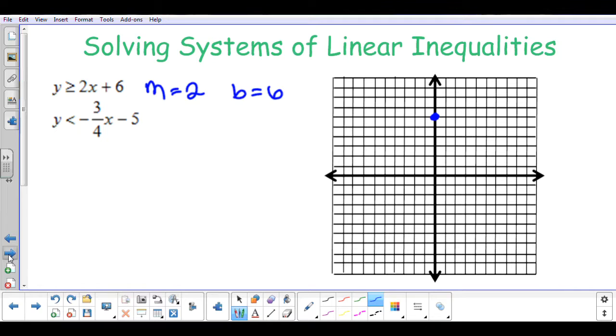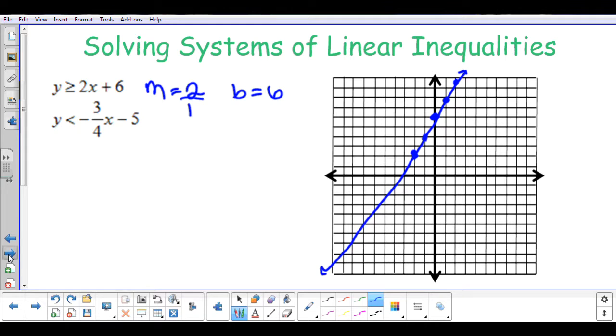And then since I have a slope of 2, remember that's like 2 over 1, so I'm going to go up 2, right 1, up 2, and right 1. And I'm going to go backwards just to get a few extra points. So down 2 and left 1, down 2, left 1. For this line, since I have a greater than or equal to sign, I'm going to connect the dots with a straight, solid line.